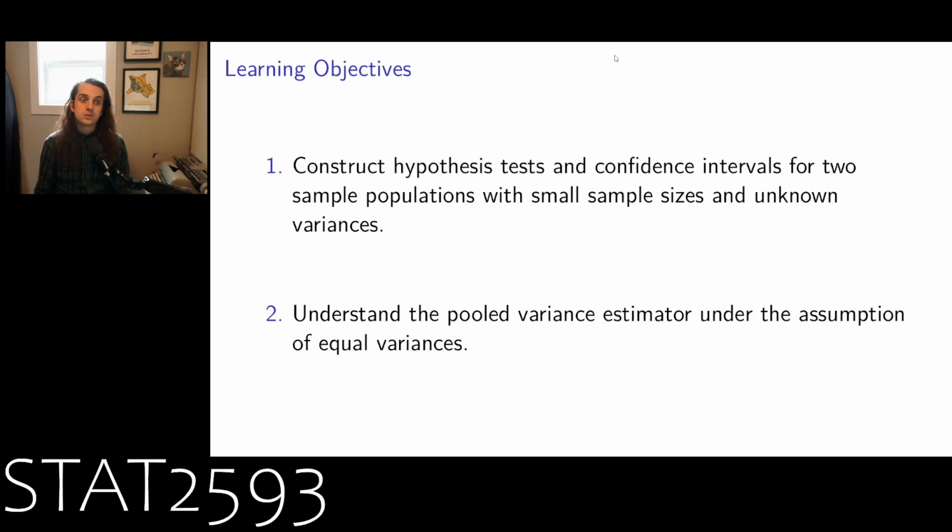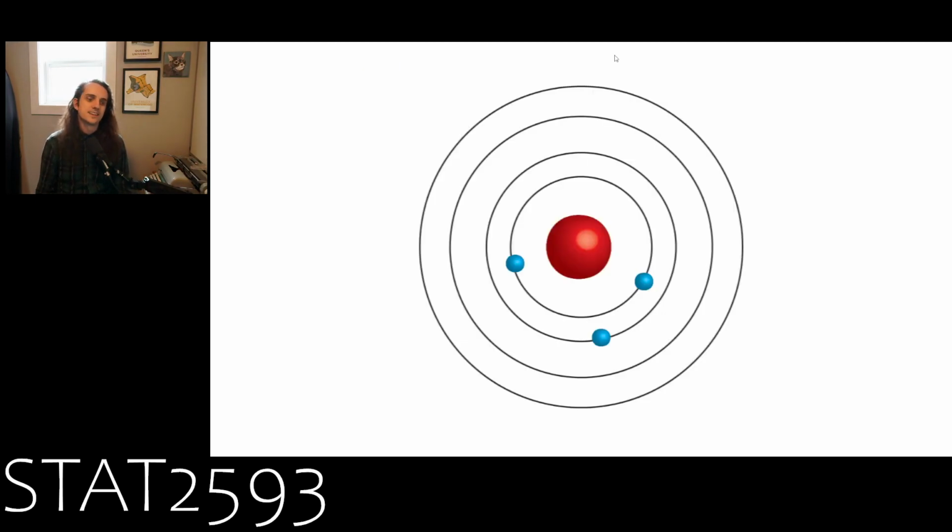We first want to construct hypothesis tests or confidence intervals when we're dealing with small sample sizes and unknown variances, right? So that's sort of been the differentiating point that we've been making throughout all of our hypothesis testing. We also want to look at what is called the pooled variance estimator if we're able to assume that we have equal variances, right?